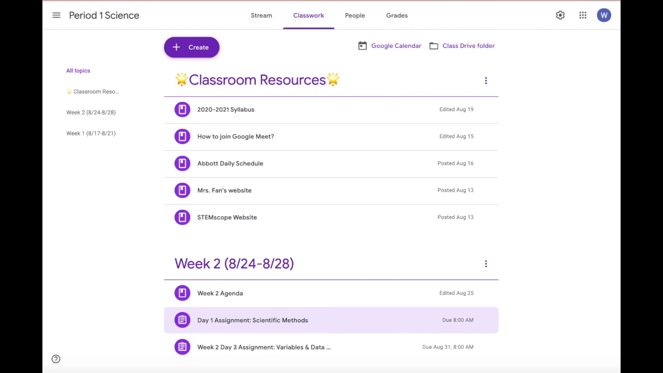With that, let's take a look at your assignment for today. To access your assignment, make sure to go to Google Classroom, go to Classwork, go under Week 2, Day 1 Assignment, Scientific Method. In this assignment, you will first practice making observation and inference. You'll also practice matching different scientific method vocabulary with scenarios.